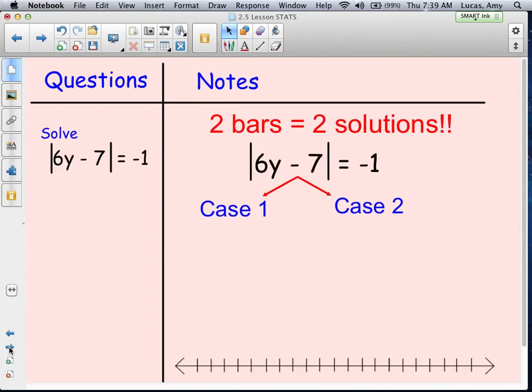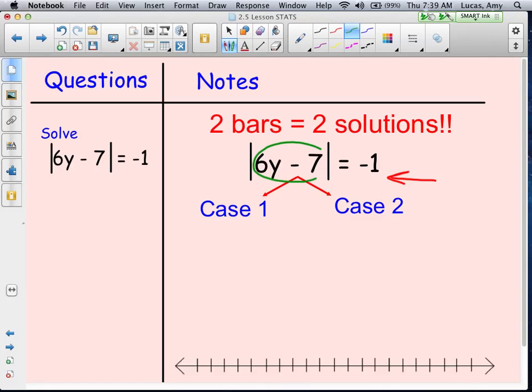Now, what happens when we see a negative? What happens when we see a negative over here? I want you to think about this. This problem is saying that the absolute value of this stuff, whatever this is, its absolute value has to equal negative 1. I want to know, can the absolute value of anything equal negative 1?